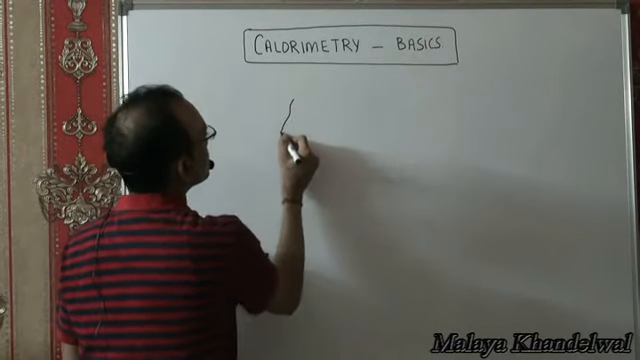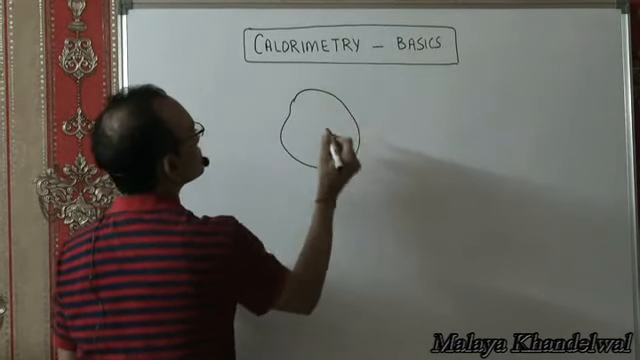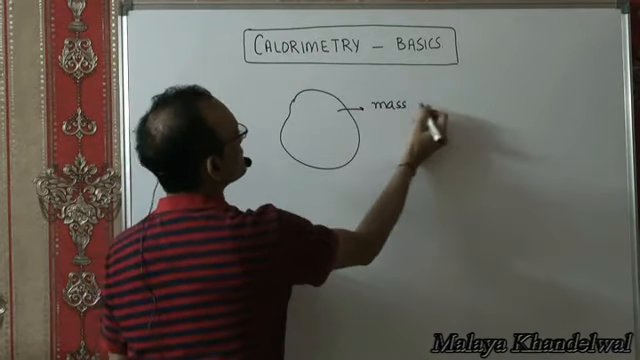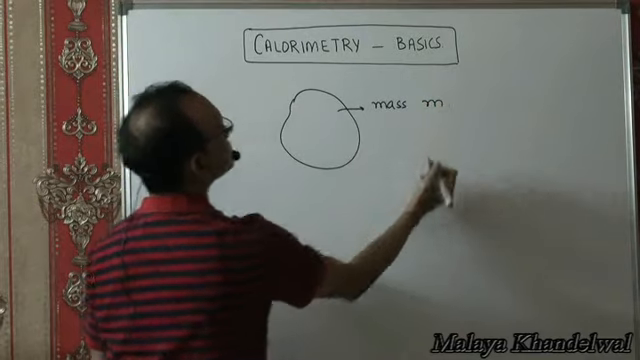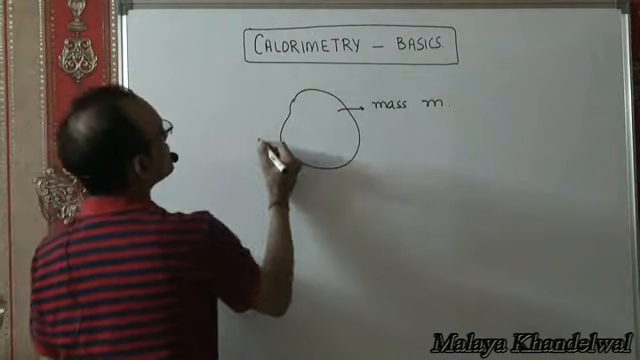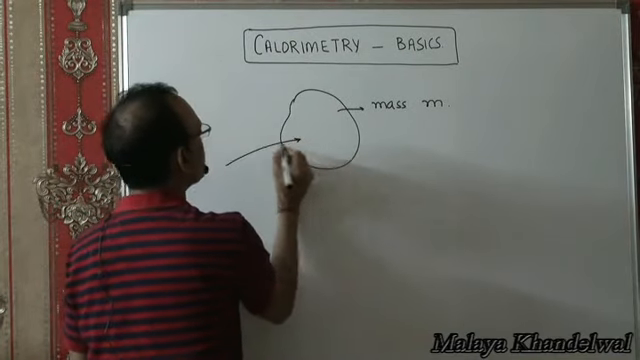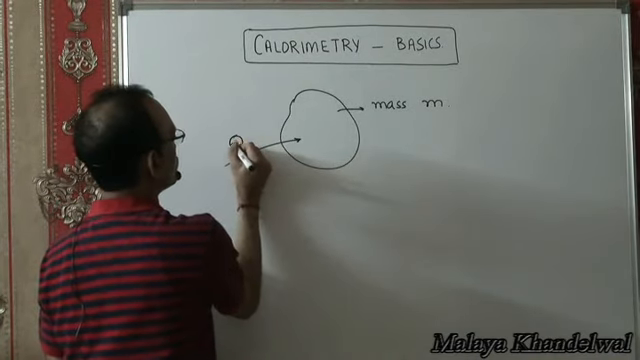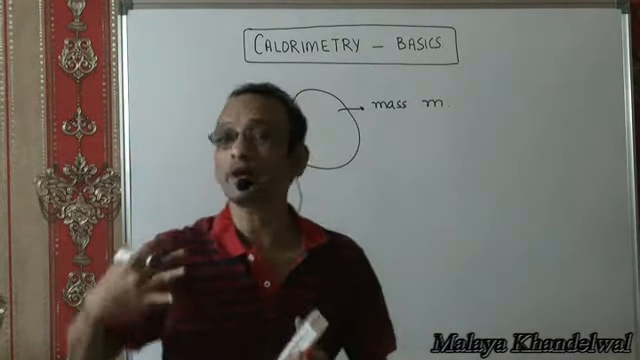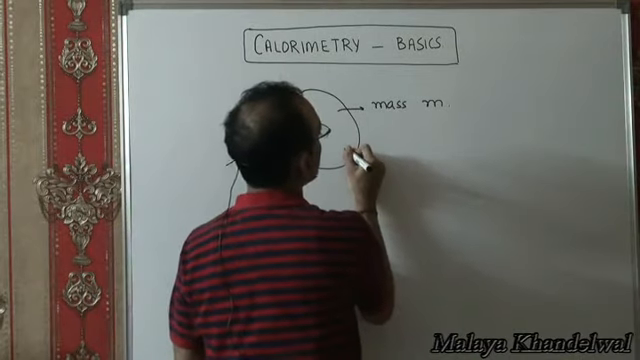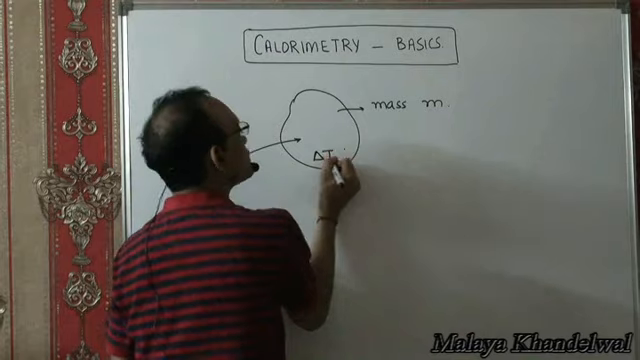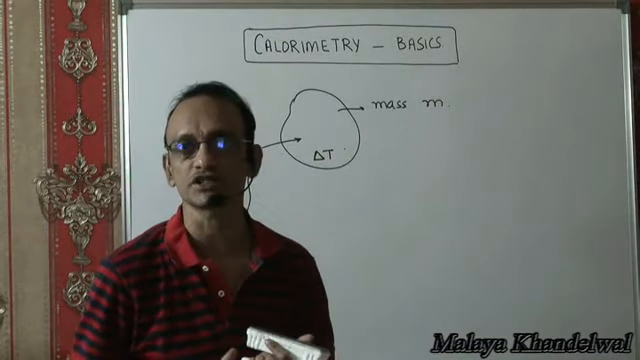if there is a substance of mass m, and you supply a certain amount of heat to this substance, call it Q, then what happens is there is going to be an increase in temperature, delta T, of this substance.